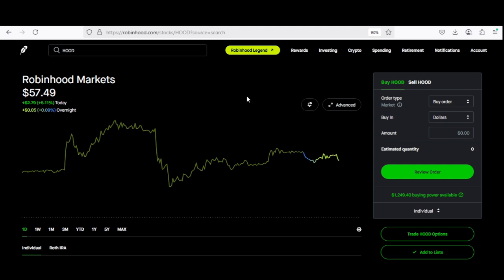Now, if you're trying to make some extra money to supplement your regular 9 to 5, I'm going to show you what option strategies can be used to trade Robinhood stock. And even more important, I'm going to show you how to use option strategies that could work if you're trading with a small account portfolio.